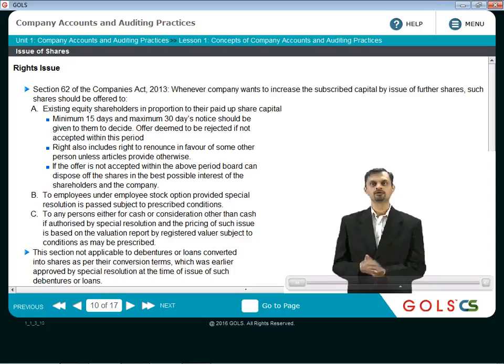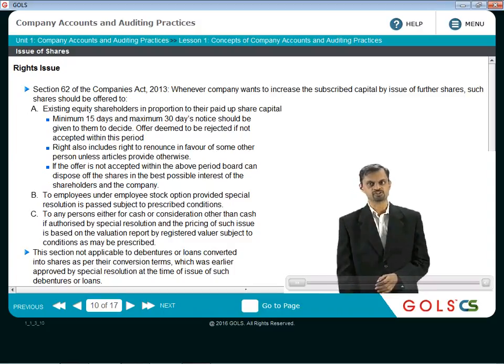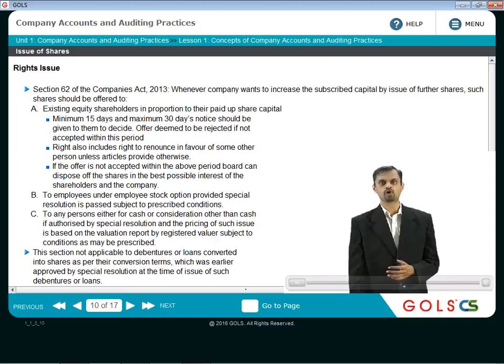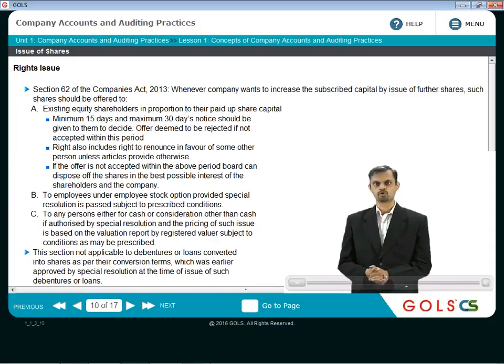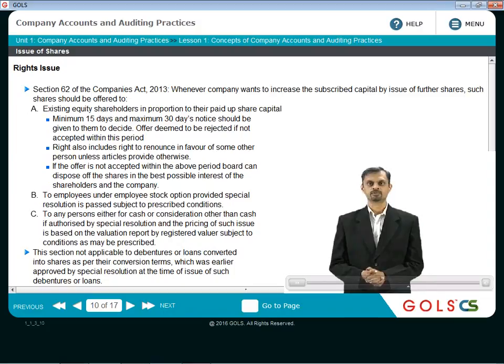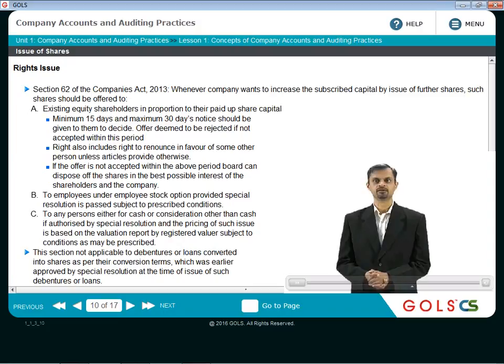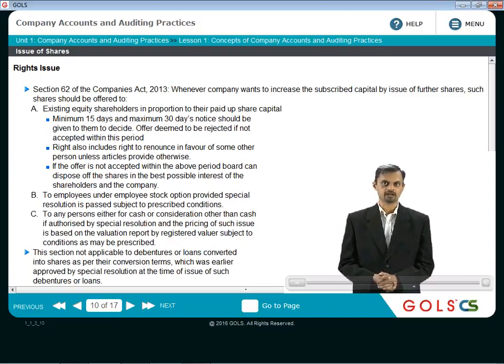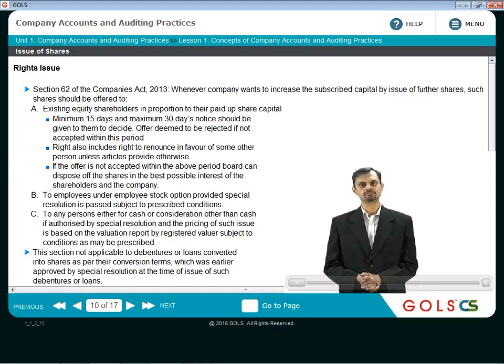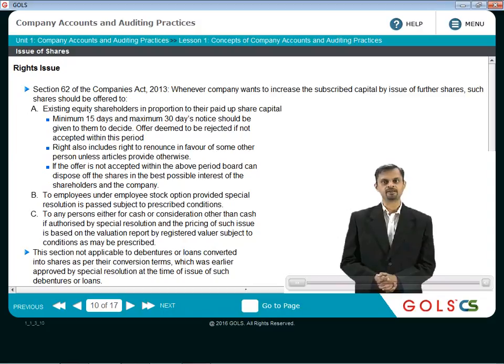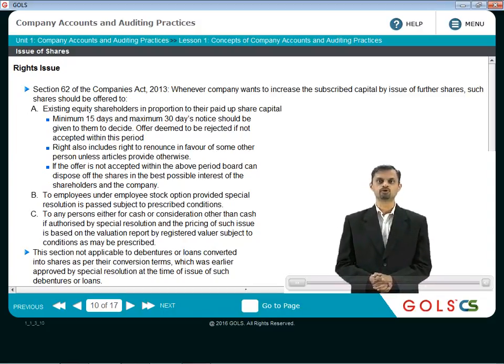So this is all as far as the offer to the existing equity shareholders is concerned. Now these shares can also be offered not only to the existing shareholders, but also to employees under employee stock option, provided a special resolution is passed in the general meeting subject to prescribed conditions. And another category to whom further shares can be issued is any persons, either for cash or consideration other than cash, if authorized by special resolution in general meeting, and the pricing of such issue is based on the valuation report by a registered valuer subject to conditions as may be prescribed.